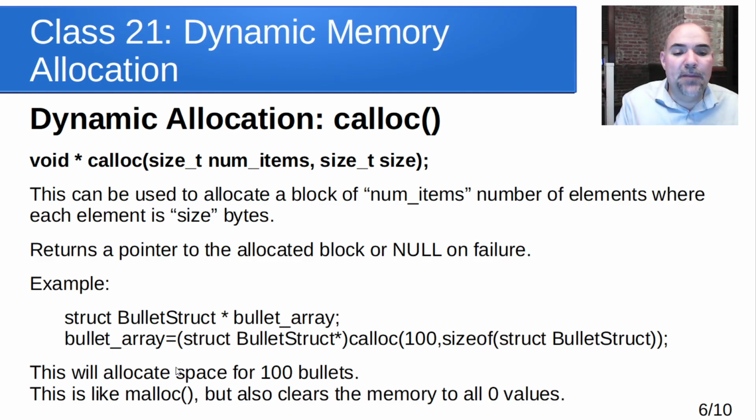Now, the cool thing about this is that whether we allocated it with malloc or calloc, once we point this pointer at that, we can use it just like we would an array. So I can use square bracket notation to index into that and treat it just like it was an array that was statically allocated.